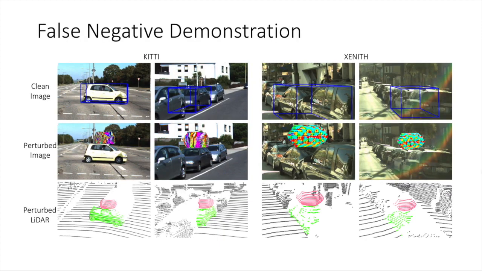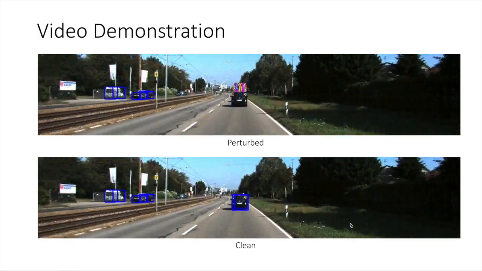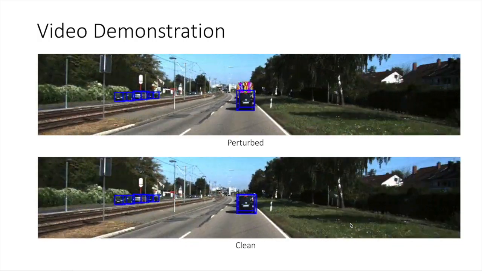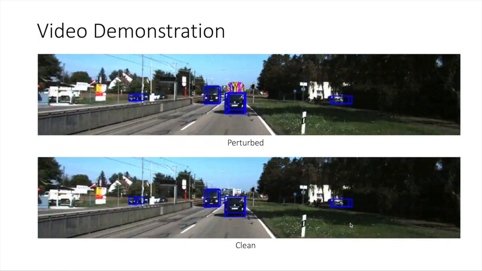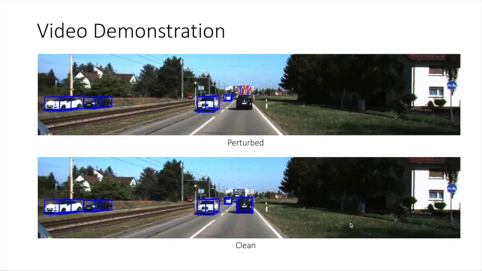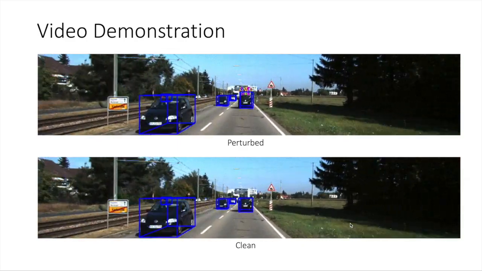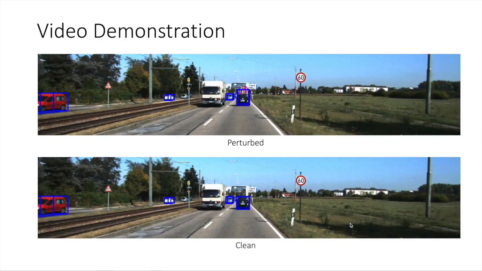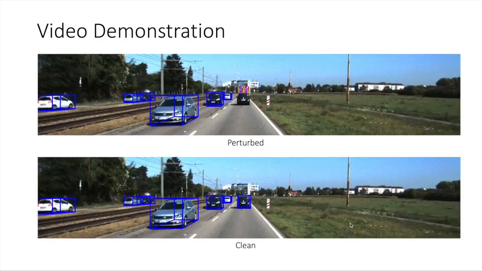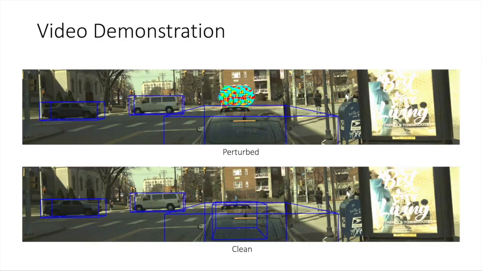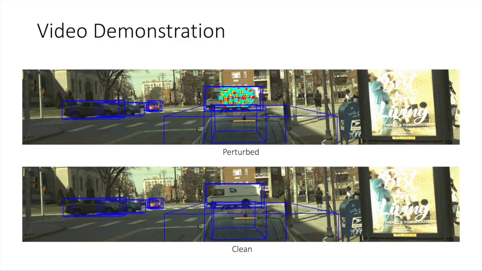Here are some qualitative examples for false negatives. Notice the addition of the adversary in the LiDAR and image inputs, which causes the detection output to disappear for the host vehicle. Here is a video demonstration of the attack. Notice the flickering of the bounding box output in the perturbed snippet. Here is a demonstration of the attack on the Zenith dataset.